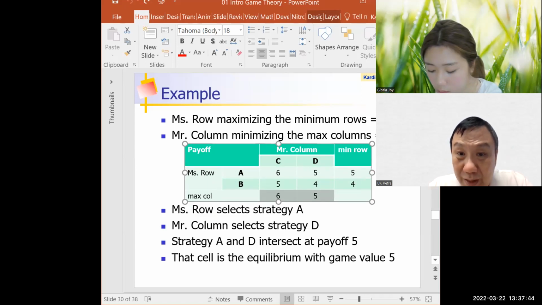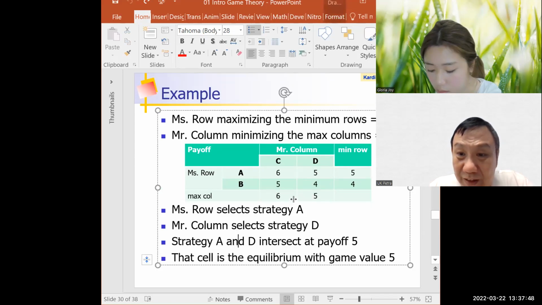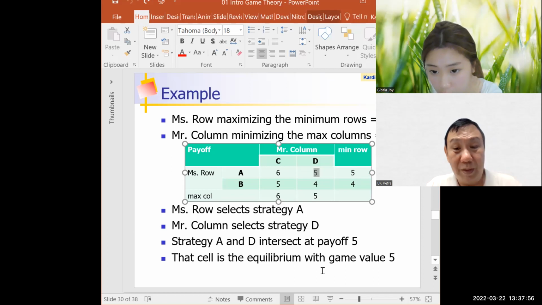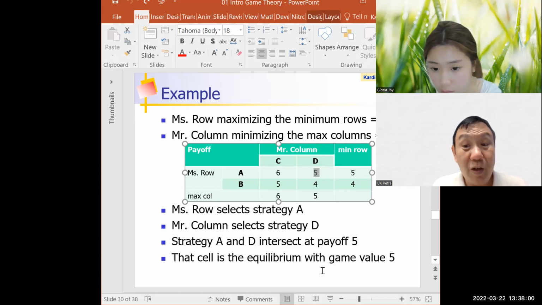Then you can see the strategies will intersect: strategy A and D will intersect. So this is the payoff. In that case, the equilibrium is 5.